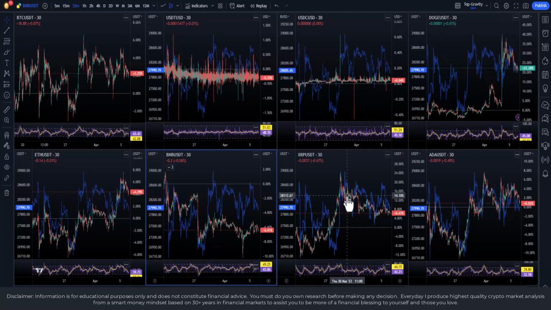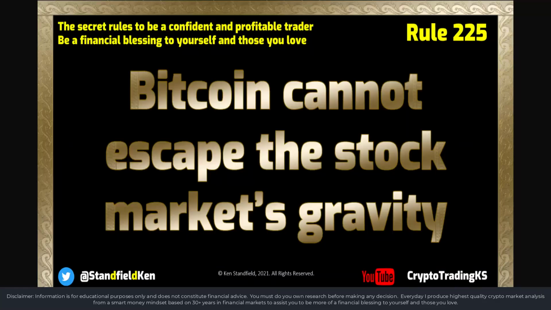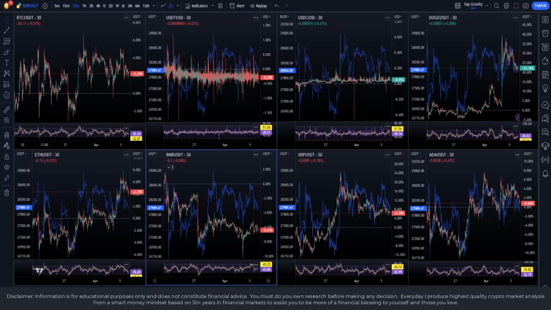Because of the gravitational pull of the S&P 500 on the crypto market. What do I mean by that? That's rule 225. Bitcoin cannot escape the stock market's gravity. And what embodies the stock market gravity? It's the indices. For example, the S&P 500. So what does this actually mean?